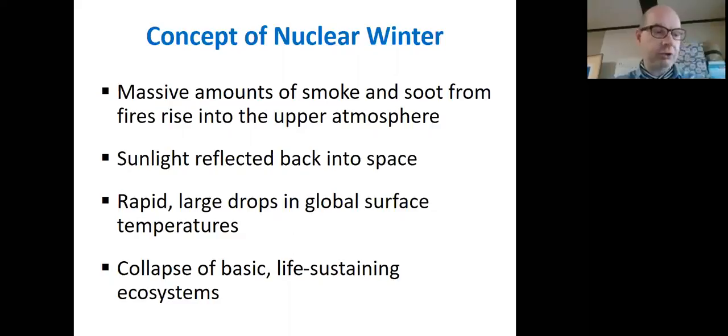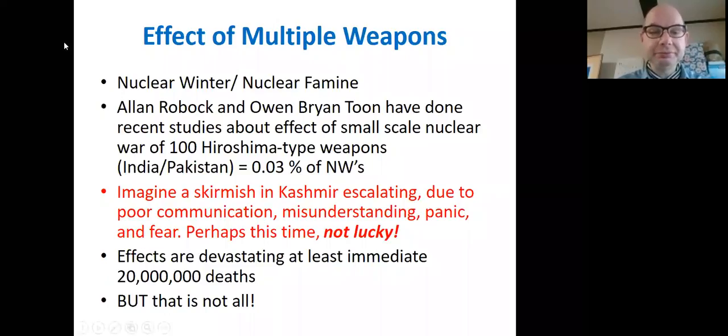And now with recent research, because of the International Panel on Climate Change, because of climate change research and very sophisticated computer modeling, we can use the same models to predict what would happen in case there would be an exchange of nuclear weapons. The idea is you get massive amounts of smoke and soot from fires that rise in the upper atmosphere. This reflects the sunlight back into space, and you get rapid large drops in global surface temperatures, and you get collapse of basic life-sustaining ecosystems. On that bright note, I'll talk about it in a little bit more detail.